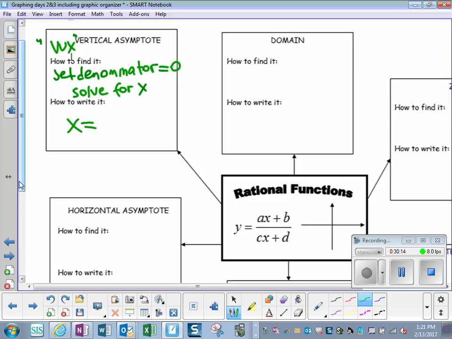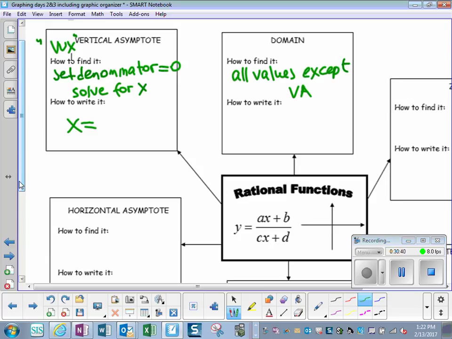Good. So from here, the logical step is domain, right? Domain and vertical asymptotes are very much related, so how do we find the domain? All values included except our vertical asymptote value. I'll use VA, not for Virginia, but for vertical asymptote.